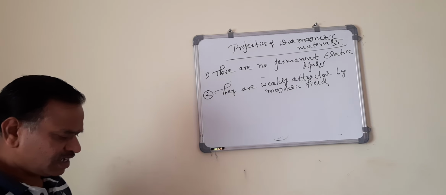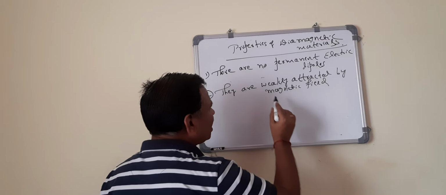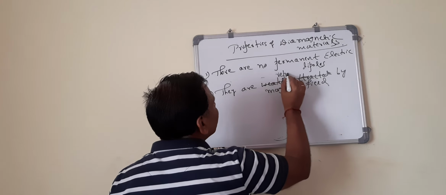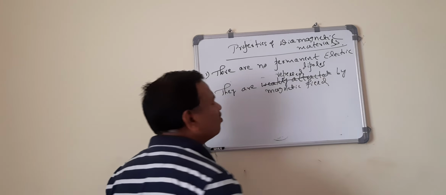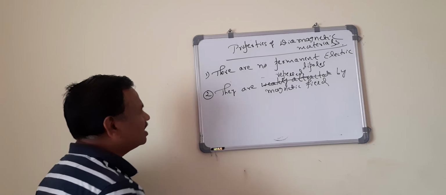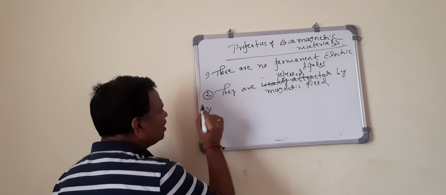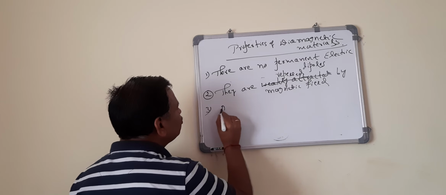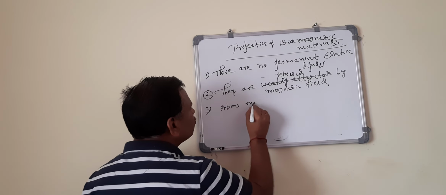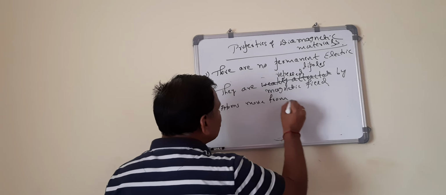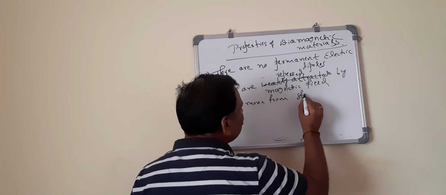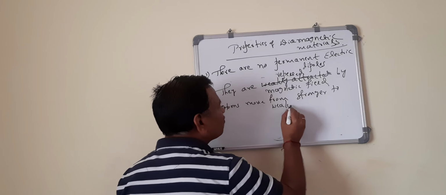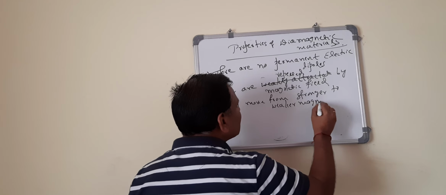Or we can say that it is better not to write "weakly." That is, it is better to write that they are repelled. They are repelled by what? The magnetic field. Then certainly when they are repelled, that means dipoles and atoms move from stronger to weaker magnetic field. Stronger to weaker magnetic field.